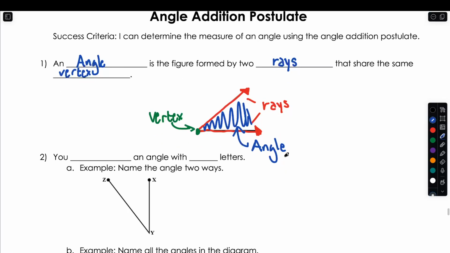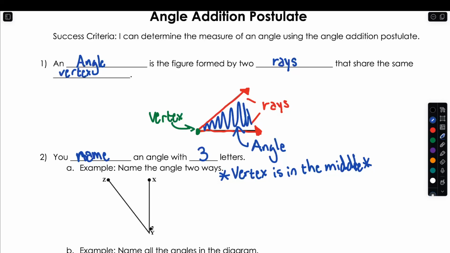So now that we know what an angle is, we talk about how to name an angle. You name an angle with 3 letters. Remember, with lines, we only use 2 letters. With angles, we're going to use 3 letters. And here's something very important. You should write this down. The vertex is in the middle. The vertex is in the middle.